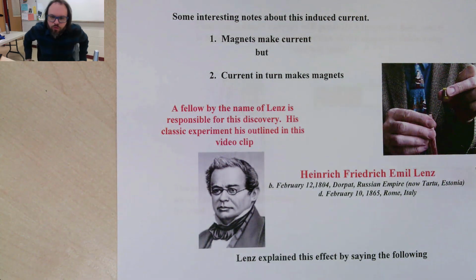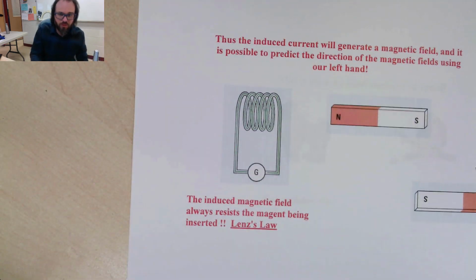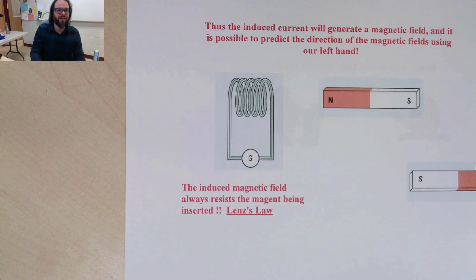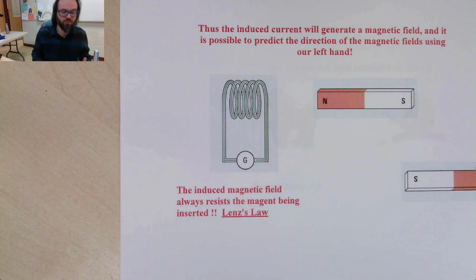Now this is interesting. So we know from before that magnets make current, current in turn makes magnets. Now we think about this. It could work both ways. If we're making magnets, we could either speed up the process and accelerate the magnet down, or it will slow it down. But in this case, it slows it down, and here's why. So, basically what Lenz came up with is that induced current will generate a magnetic field, and it is possible to predict the direction of the magnetic field using our left hand. So we're going by induced current here, which Faraday found out, and now Lenz added to it.